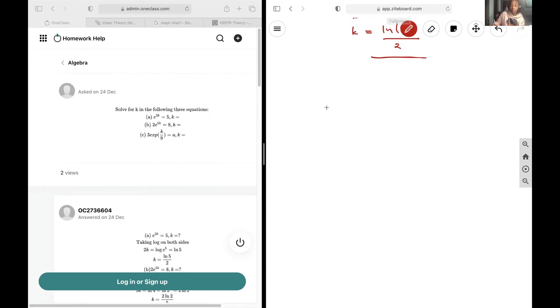Part B. We have 2e to the power of 5k is equal to 8. But for this one, we first want to divide out the 2 on both sides. So e to the power of 5k is going to be equal to 4. Next up, we do the same exact thing that we did last time. So log e of e to the 5k is equal to log e 4.